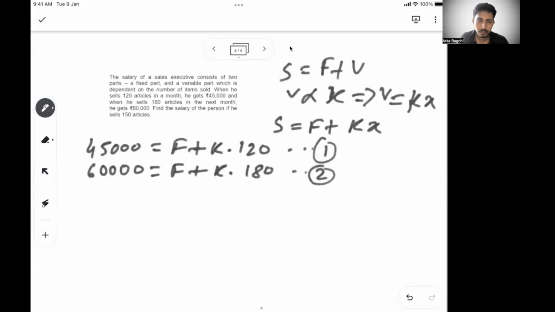But let's also see what is asked. The ask is the salary of the person if he sells 150 articles. So basically you need to find out the salary when he sells 150 articles. For that you need to know f plus 150k. So you need to know the value of k, and you need to know the value of f. So both the values you need to know. So use equations 1 and 2 to get the value of f and k.